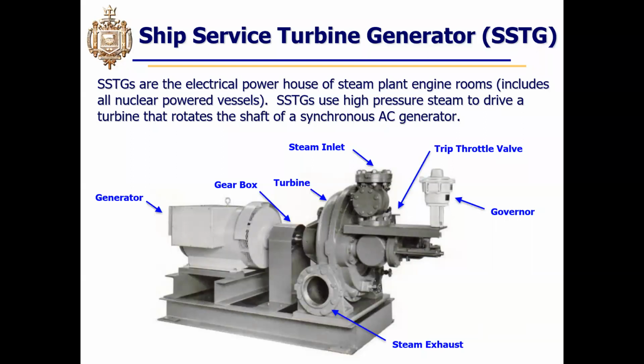The governor is a valve that regulates the speed by throttling the steam back in order to reduce the speed, or admitting more steam in order to increase the speed. And of course, the speed of the ship service turbine generator is proportional to its frequency output. Since we maintain our electric plant at 60 hertz, we keep our turbine generators going at a constant speed, and they are controlled remotely at the electric plant control panels through a speed changer switch.